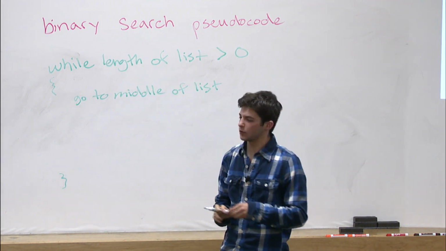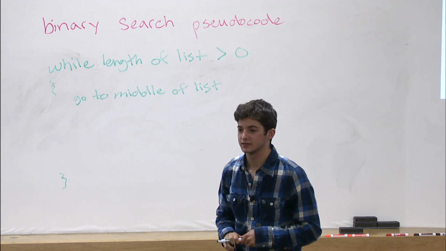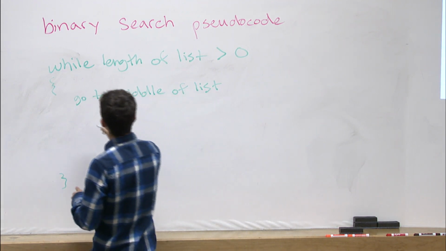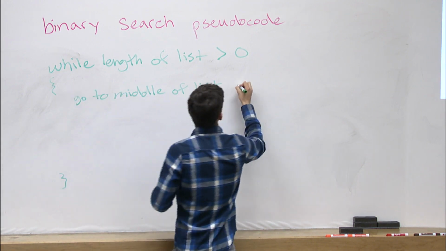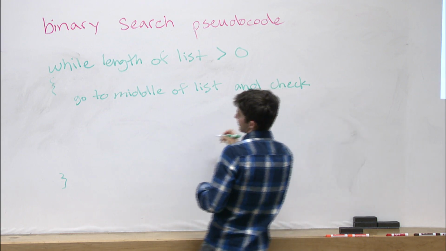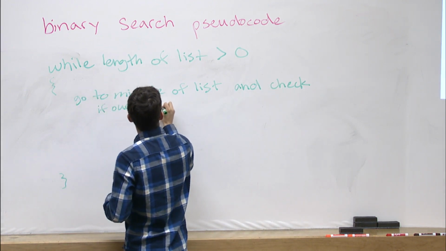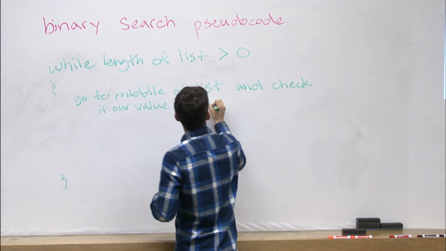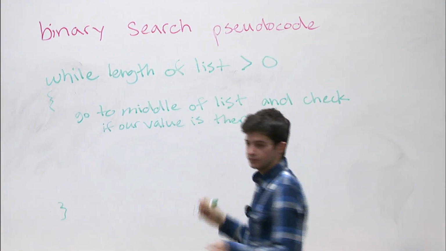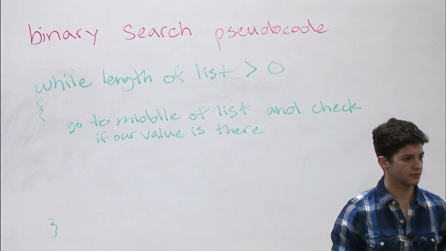And the follow-up question, what do we do once we're at the middle of the list? You check whether that's the number you're looking for. Excellent. Go to middle of list and check if our value is there. Fantastic. Did anybody have anything else that was different than this?